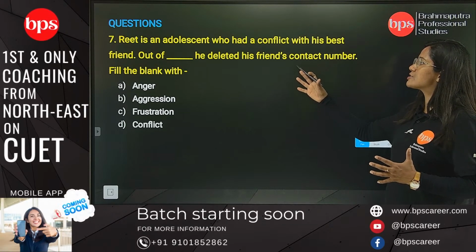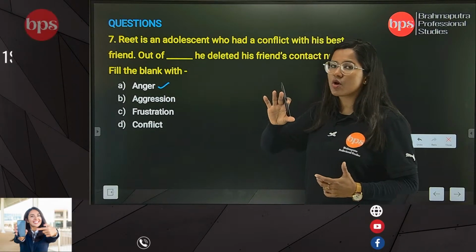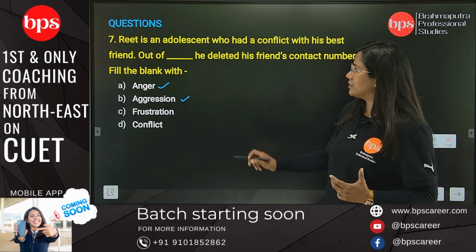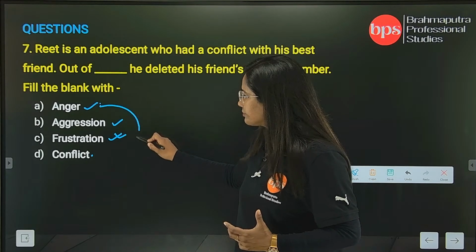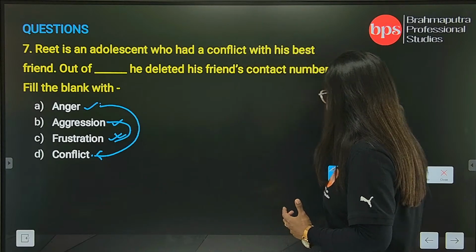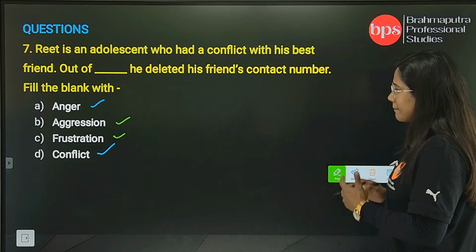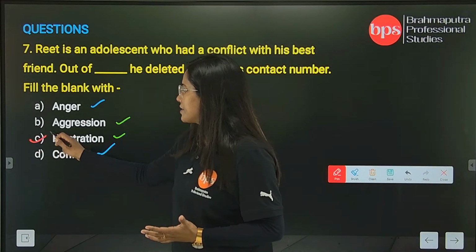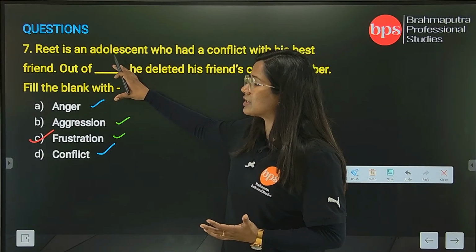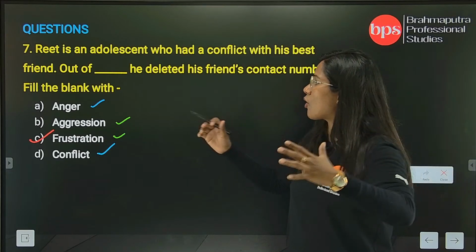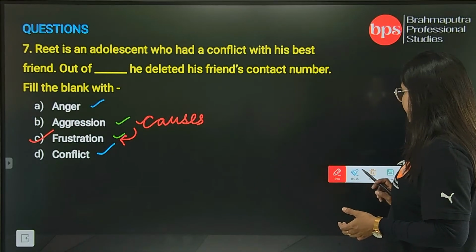So out of dash, he deleted his friend's contact number. Fill the blank. So out of what? Out of anger. Now see, anger is the basis on which you are aggressive. But here, because it is executed and so he has deleted the number, it will be frustration. Conflict and anger are similar, and aggression and frustration are similar. So here these two options are similar. But we have to find our correct answer. So that will be frustration, because going with the sentence, you can't put aggression here, because aggression is actually the cause, not the consequence, for frustration. So the option is frustration. Is it clear?